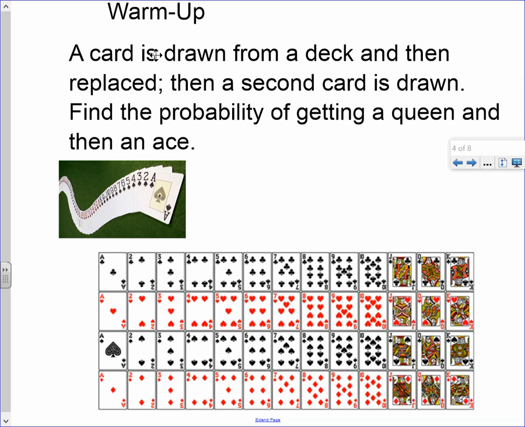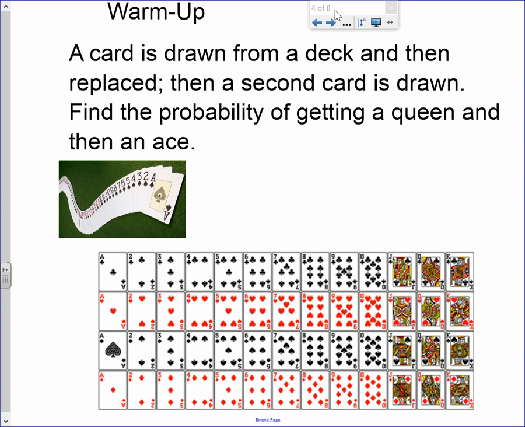Yesterday we talked about independent events versus dependent. A card is drawn from a deck and then replaced. So you've got the deck of cards. Look at, here's a sample space right in front of you. This is from the handout I gave you yesterday.